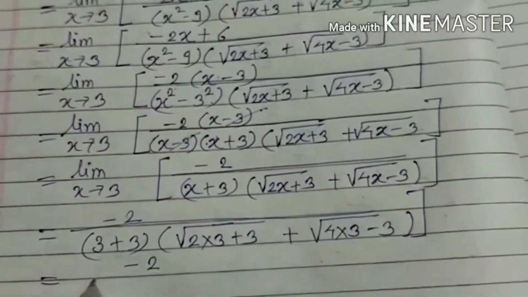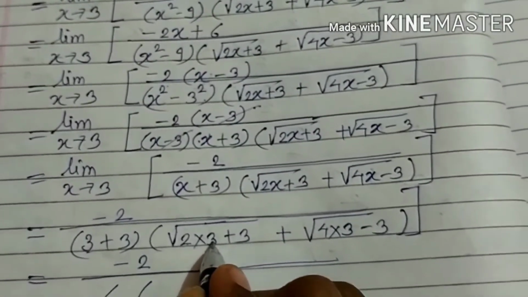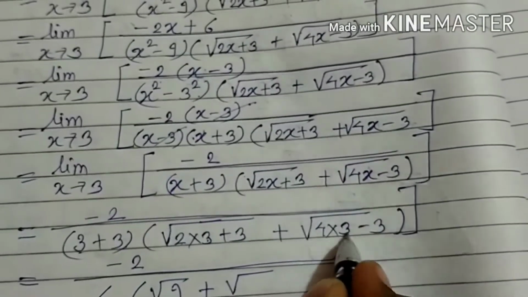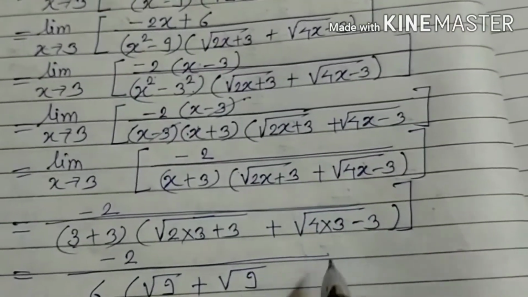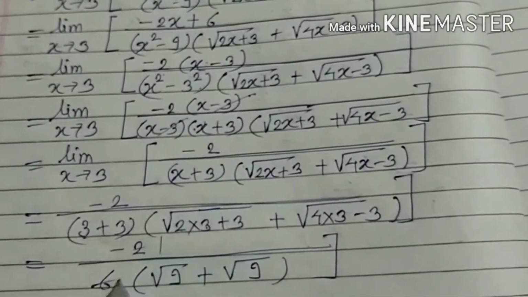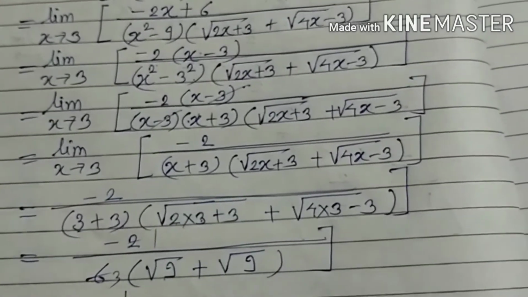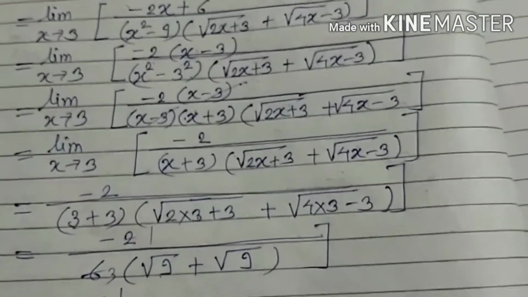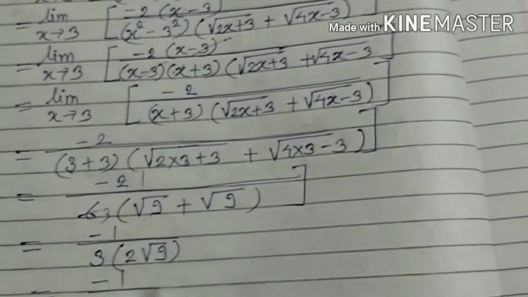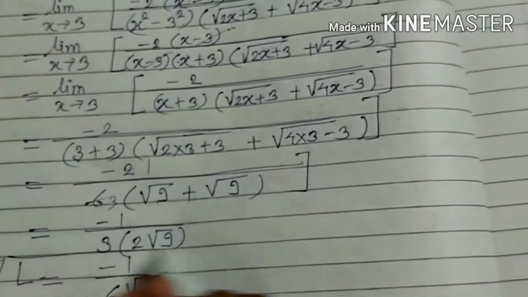Now it is minus 2, 3 plus 3 is 6, 2 into 3 is 6, 6 plus 3 is 9, plus 4 into 3 is 12, 12 minus 3 is 9. It is minus, so it is minus 1 upon 3, and root 9 plus root 9 is 2 root 9. So it is minus 1 upon 6 root 9. So this is our answer.